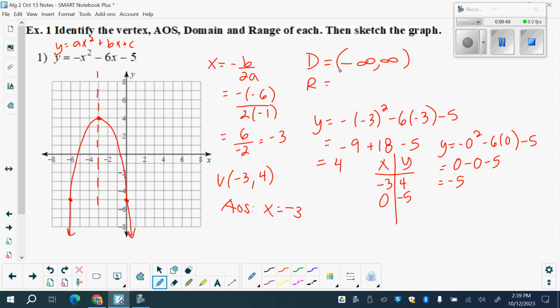And then what about our Y, our range? What would the range be? Yes, Keaton? Negative infinity to 4 and a bracket on 4. Good. So you always want to start with the smaller, and the smaller would be down on the bottom part for the range. So that's negative infinity, and then this highest value is a 4. And so it is a bracket on the 4 because the 4 is included.